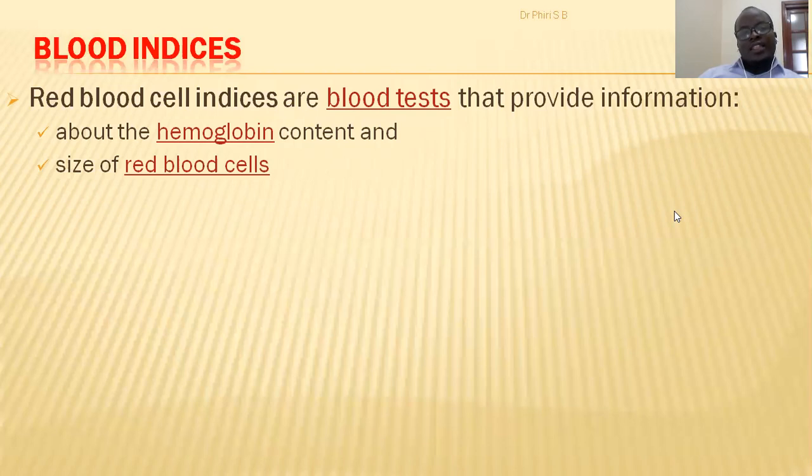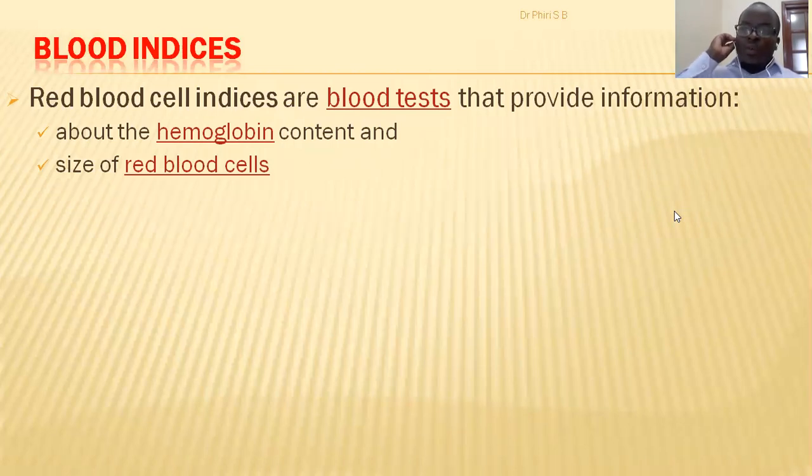If you have an increase in hemoglobin content, then it will be hyperchromic. If you have a decrease in hemoglobin content, then you have hypochromic cells. In terms of the size of red blood cells, you're looking at the volume of red blood cell, whether you have an increase in the size or volume, or a decrease, or the normal size.